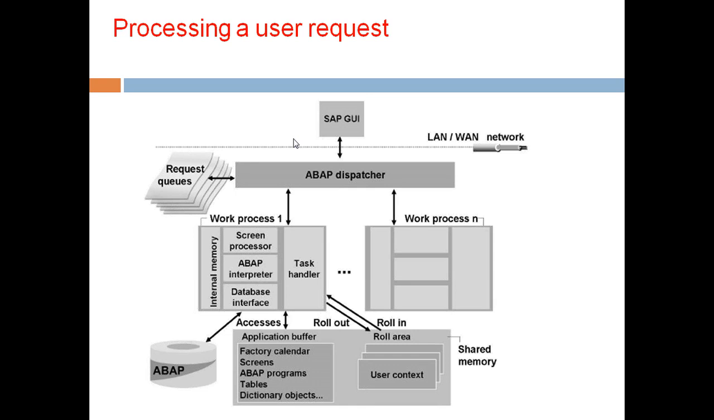Once the dialog work process has processed the dialog step, the work process returns the result and rolls the user context back out to the shared memory, and now it will be available again for a new user request from the request queue. So this is how a result is transferred to the SAP GUI and the user can see the new screen. This is what is happening inside each individual work process, whether it is a dialog, a background, or any other work process.